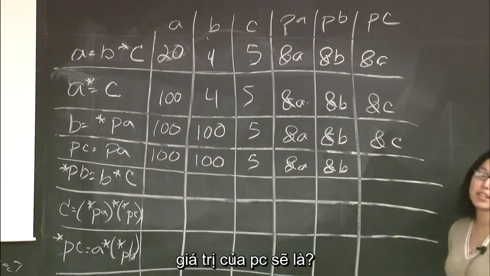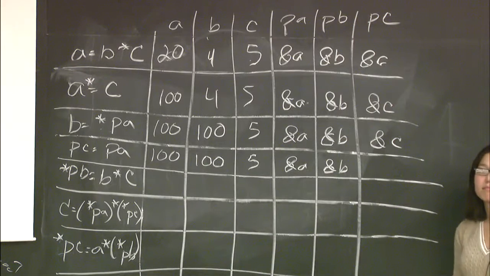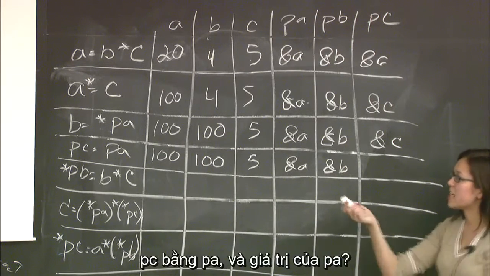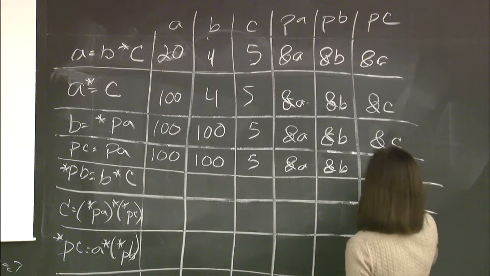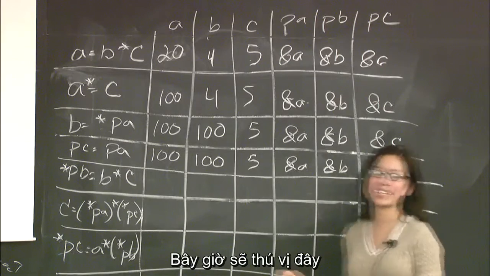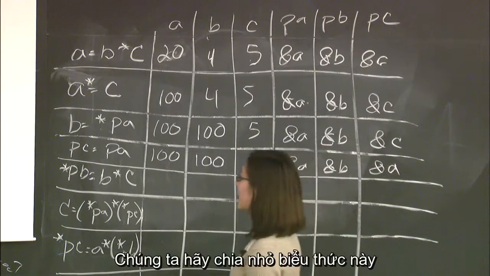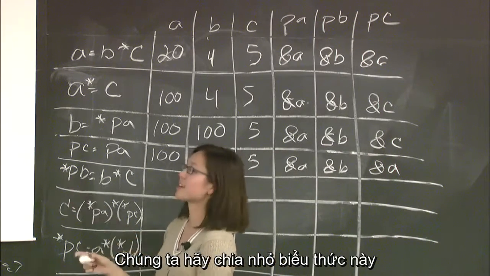What is PC going to be? Simple assignment. PC is equal to PA. And what is PA? Ampersand A. Perfect. Now we're getting interesting, right? Okay. Let's break this one down.